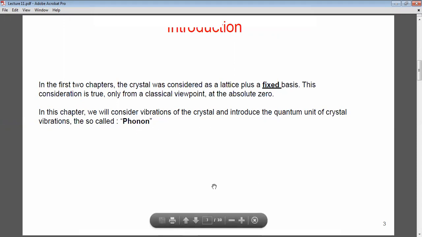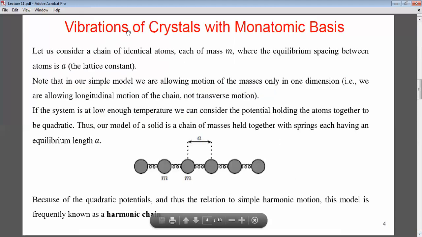So we will no more talk about a crystal which is just crystallized, where it doesn't move and everything is stuck in space. No, we are going to introduce temperature, and with the introduction of temperature, the lattice points will be moving slightly, and they will introduce what is called a phonon. We will start by taking vibrations of a crystal with a monatomic basis.